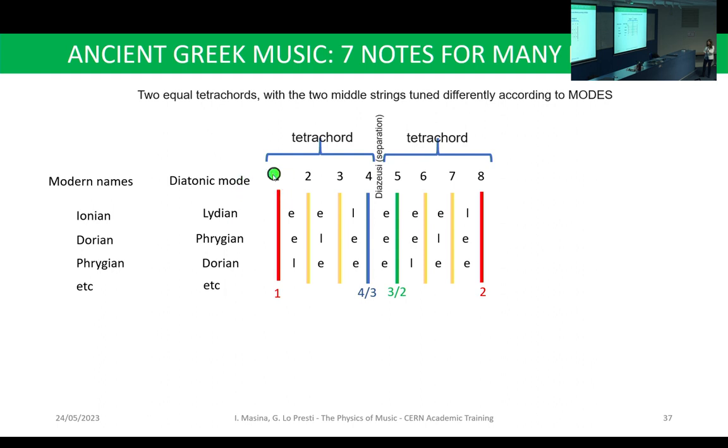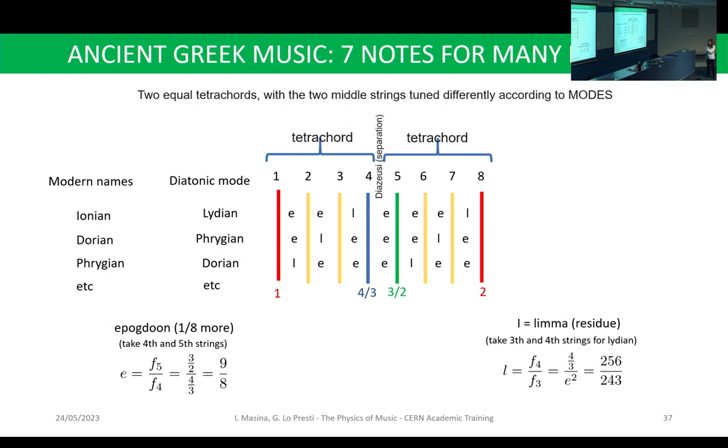The diatonic modes in particular were of this kind, the Lydian, Phrygian, Dorian, where E and L stand for different ratios between the upper and lower strings. Now, modern names are quite different. In modern naming, the old Lydian is Ionian. Anyway, let's calculate the E and L fractions. E is the epogdoon, which means 1/8 more. Just take the fifth and the fourth string, so you have this ratio and you obtain 9/8. So the epogdoon is 1/8 more than unity.